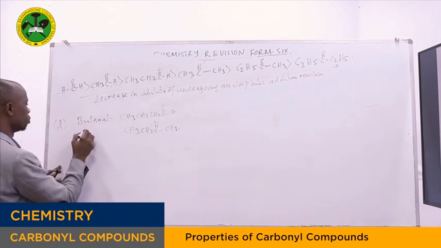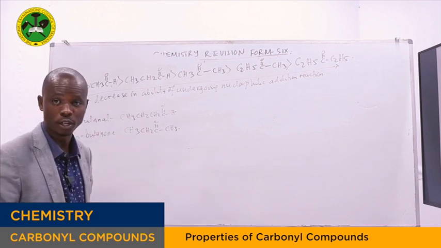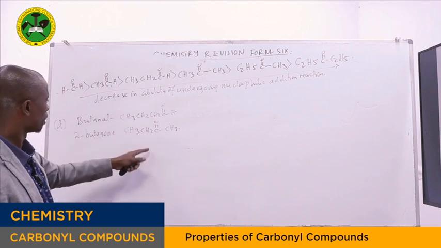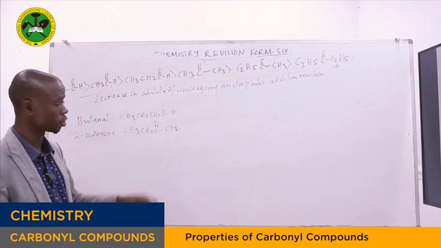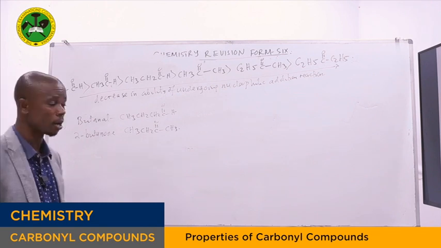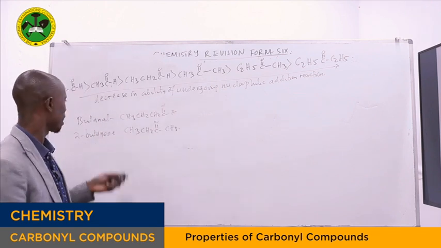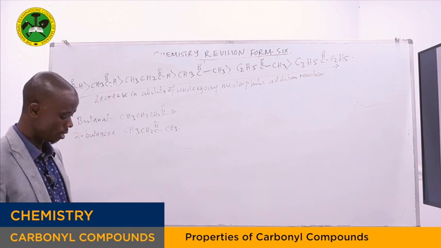This is called 2-butanone. So you can look at the differences in the position of the carbonyl group. They are isomers of each other. When you count the number of carbon atoms or the number of atoms in both, they are the same. So that is the first example.